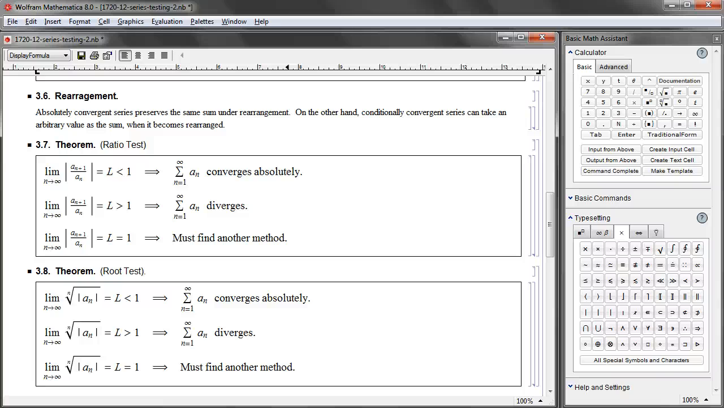You can take the ratio of the next term and the general term and then take the limit. If the limit is less than 1, then we have absolute convergence. Greater than 1, divergence. Equal to 1, inconclusive. You cannot quit the problem with inconclusive. That doesn't mean I quit, I can't do it. Inconclusive means you must find another method.